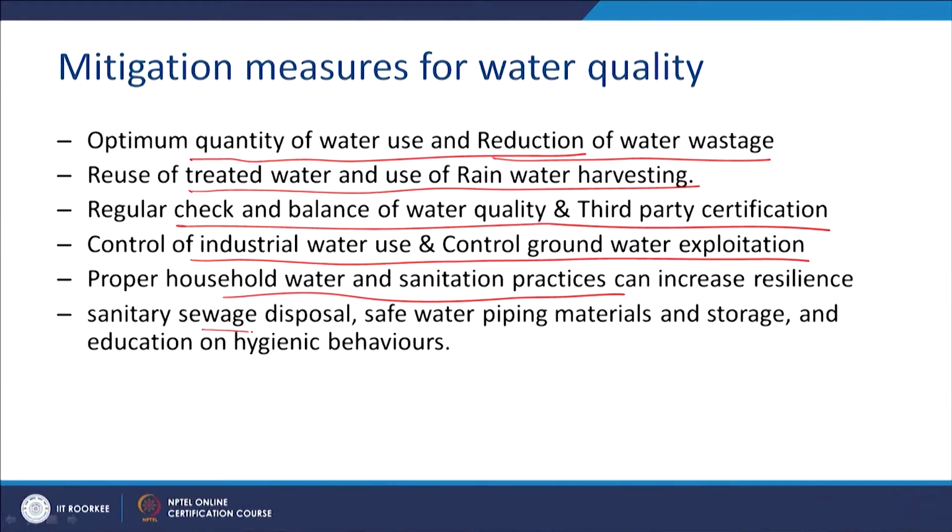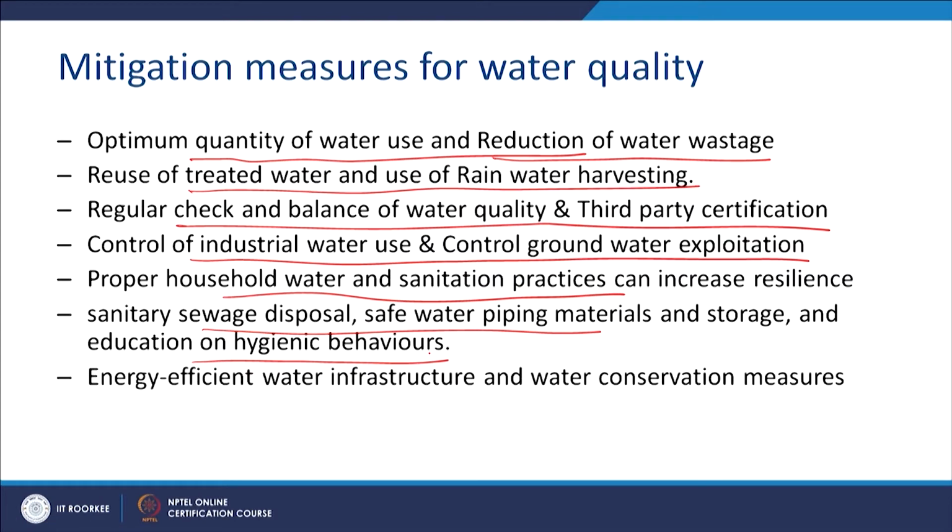Then sanitary sewage disposal, safe water piping materials, storage and education on hygiene behavior, these are all allied actions which can be taken. Energy efficient water infrastructure could be adopted. So, these are the few approaches and strategies required for the water resilient or water sensitive urban development in our cities. Then the problem of noise.